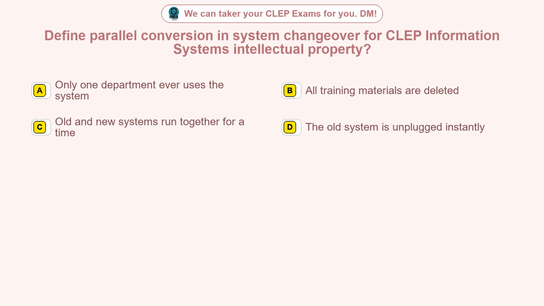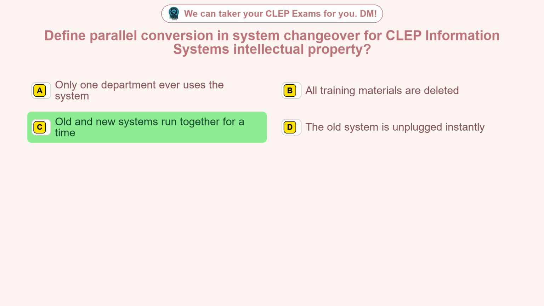Question 76. Define parallel conversion and system changeover for CLEP Information Systems intellectual property. Option A. Only one department ever uses the system. Option B. All training materials are deleted. Option C. Old and new systems run together for a time. Option D. The old system is unplugged instantly. The correct answer is option C.